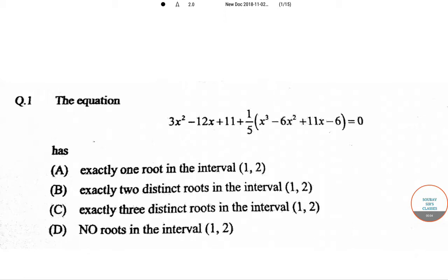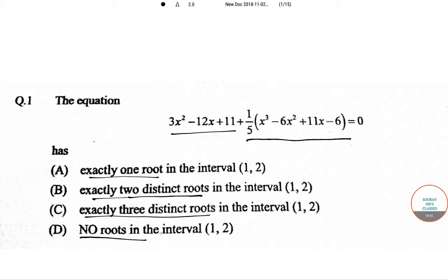The question is: the equation 3x² − 12x + 11 + (1/5)(x³ − 6x² + 11x − 6) = 0 has option A, exactly one root in the interval (1, 2); option B, exactly two distinct roots in the interval (1, 2); option C, exactly three distinct roots in the interval (1, 2); and option D, no roots in the interval (1, 2).